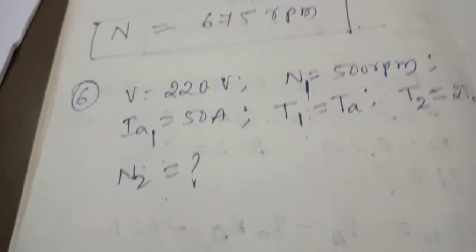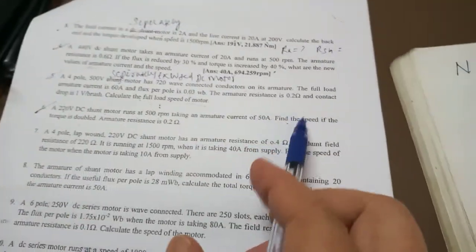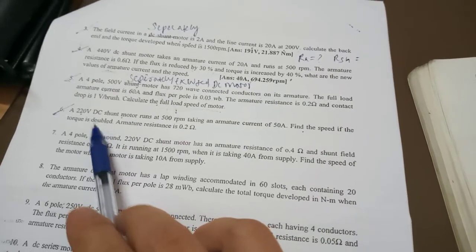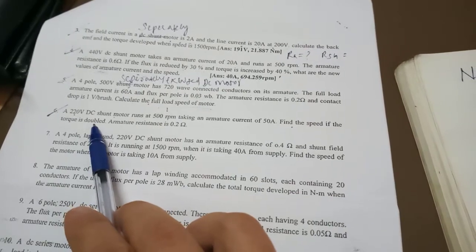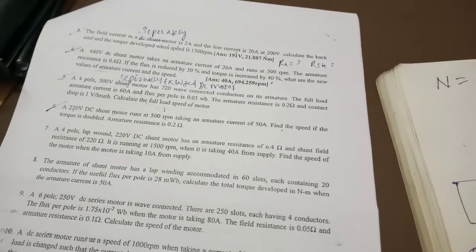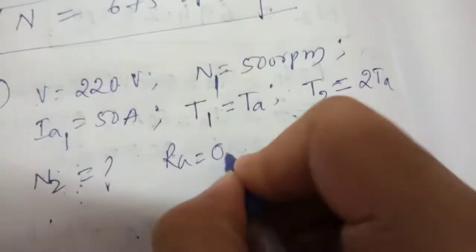So this is a simple problem we had to calculate. We have this formula. They are increasing the torque by giving a mechanical load. Torque is doubled. What would be the new value of speed? For that I have to calculate, the armature resistance they have given is 0.2. RA is equal to 0.2 ohm.